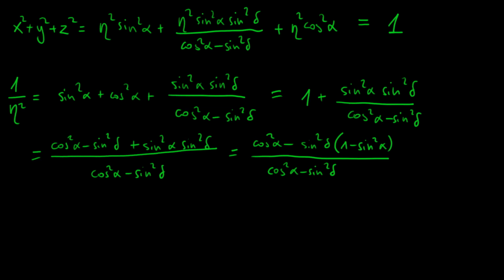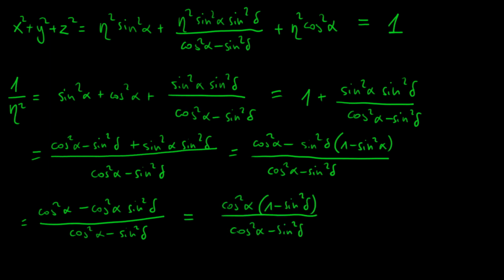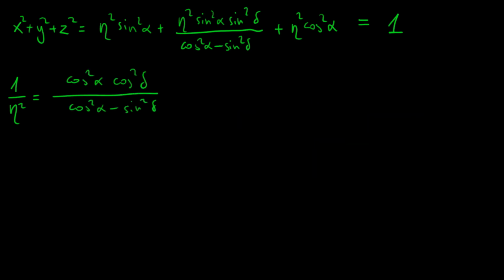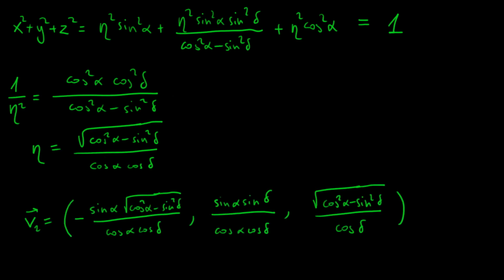Now again, 1 minus sine squared of alpha is just cosine squared of alpha because of the identity I mentioned a moment ago. We can extract a common factor again, and again use the identity to get this fairly simple expression. From this, we can write that eta equals square root of cosine squared of alpha minus sine squared of delta divided by cosine of alpha cosine of delta. Not too pretty, but could be worse. We can now substitute eta into expressions for the coordinates of v2 and we get this.